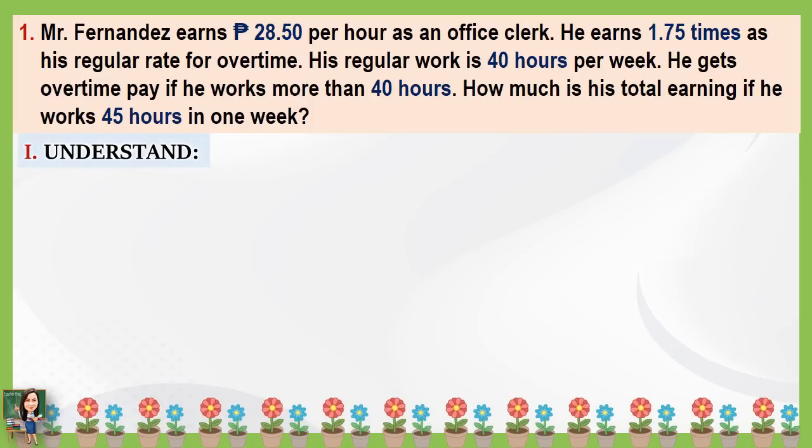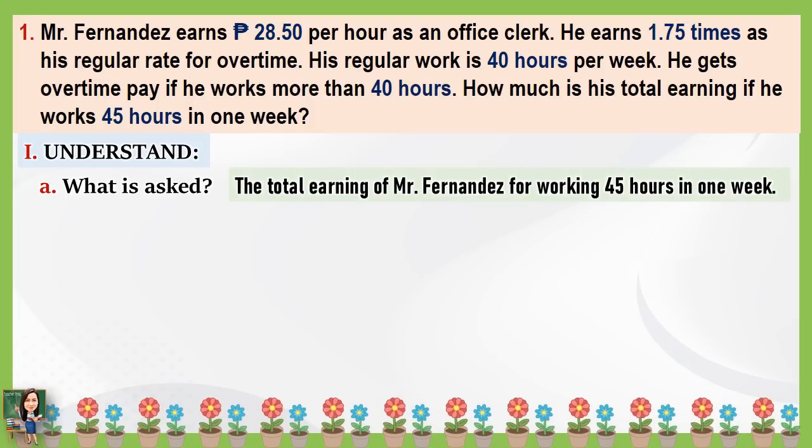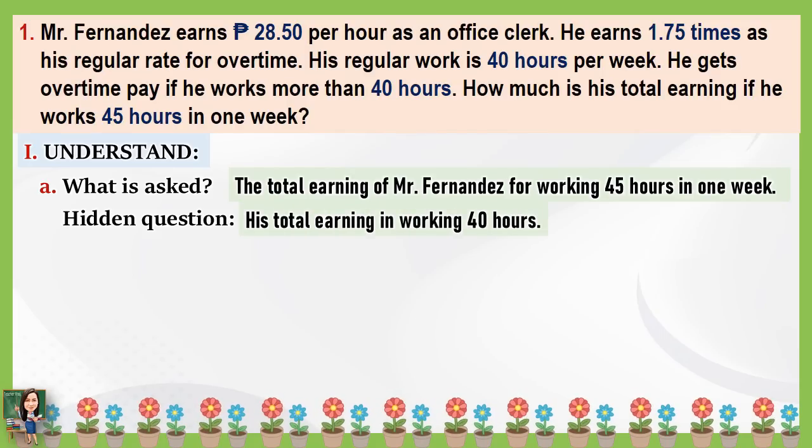Step 1. Understand the problem. Letter A. What is asked in the problem? The total earning of Mr. Fernandez for working 45 hours in 1 week. The hidden questions are his total earning in working 40 hours and the total overtime earning in 5 hours.